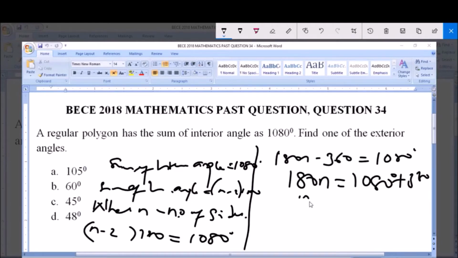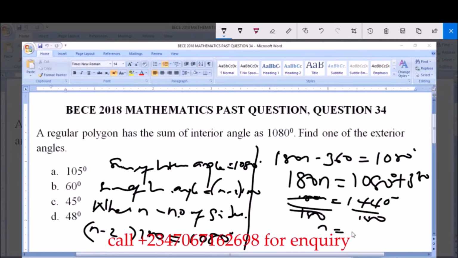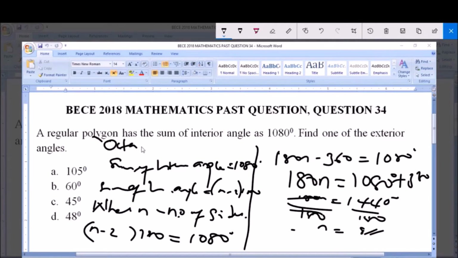Now we have that 180n is equal to 1440 degrees. So divide both sides by 180 to get n, since 180 is the coefficient of n. We have n is equal to 1440 divided by 180, which is 8. So our n is equal to 8. That means the number of sides of this polygon is 8, meaning that this polygon is an octagon. It has 8 sides.